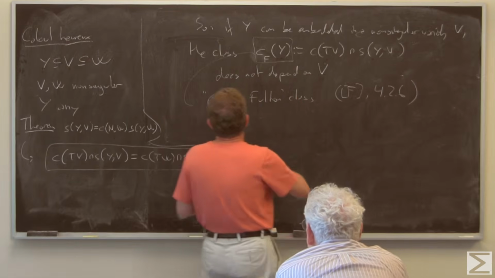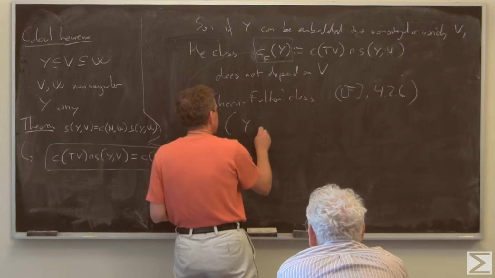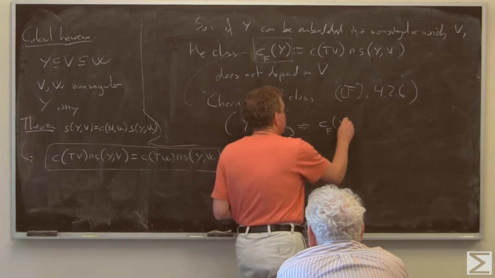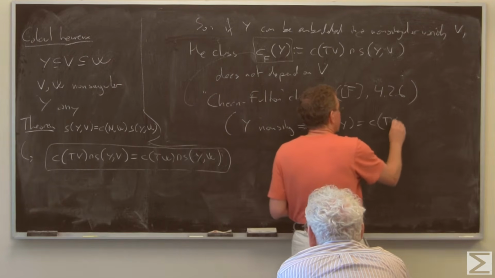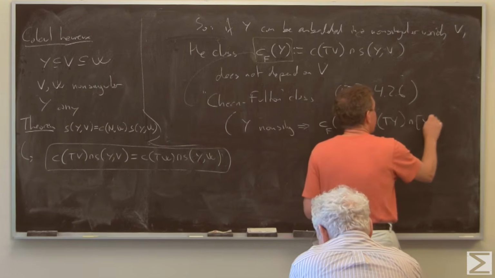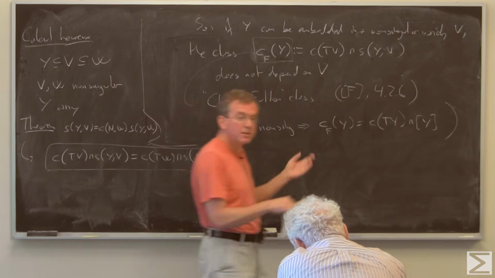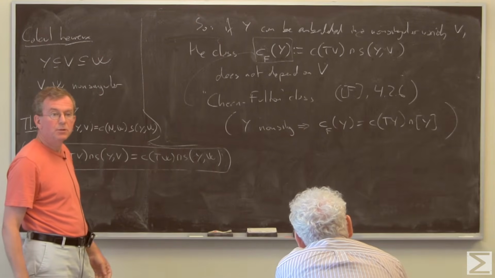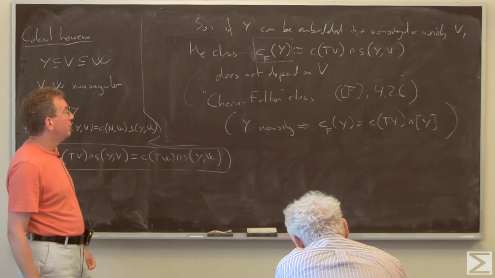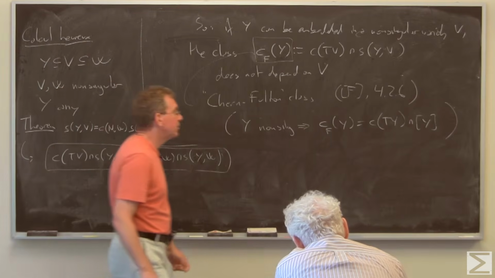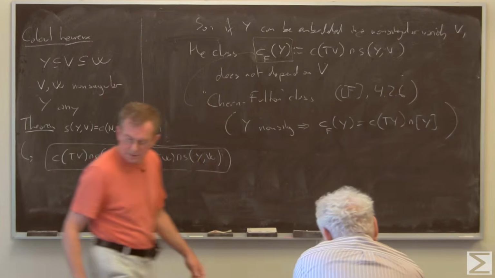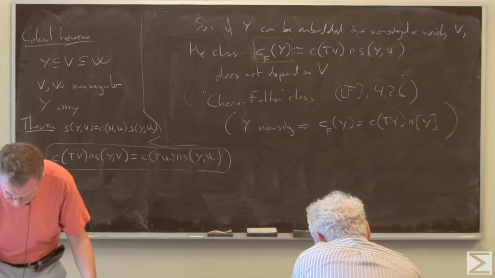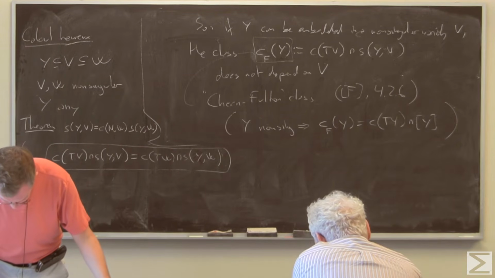Let's say that too quickly. If Y is non-singular, then c_F(Y) equals c(TY) cap [Y]. It's a generalization of the Chern class of the tangent bundle that you can write for any embeddable scheme. And as we will see next hour, it's not the only choice. There are other possibilities. OK, that was something I wanted to get through.